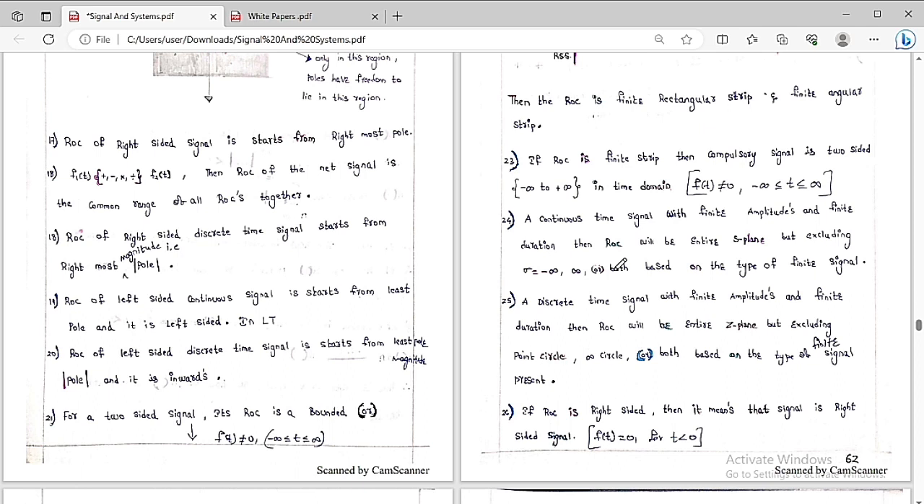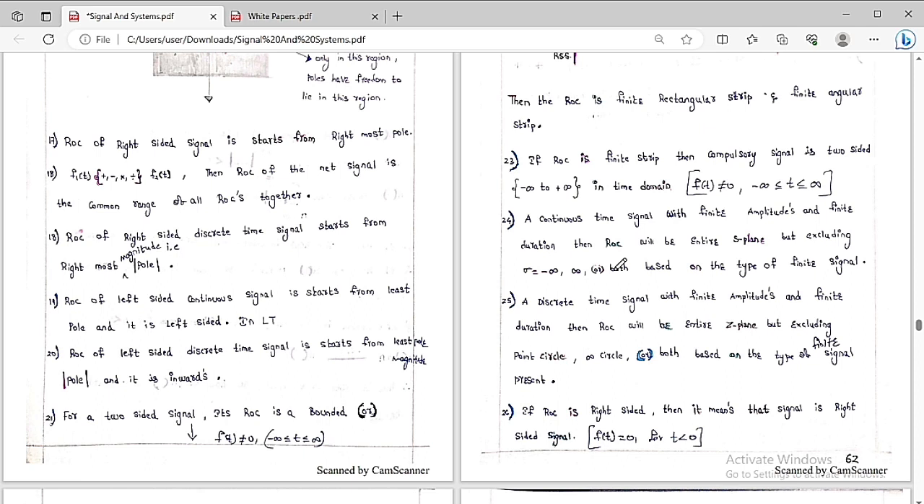So what is the meaning of this? Suppose you take some signal in the continuous time domain that has a finite amplitude and finite duration. Then the ROC will be the entire plane, but excluding sigma equal to minus infinity, sigma equal to plus infinity, or both, based on the type of the signal. So what is the meaning of this?